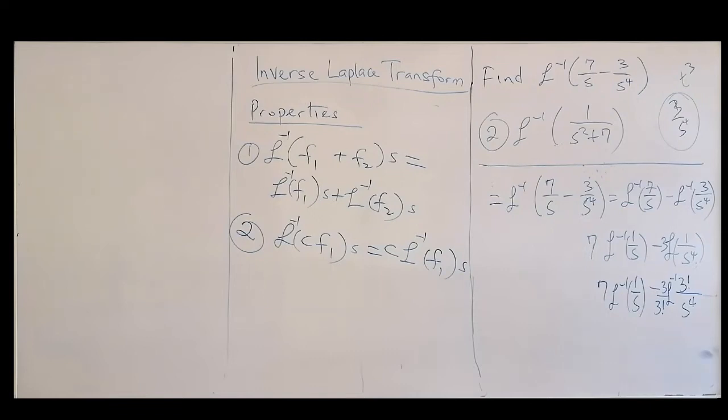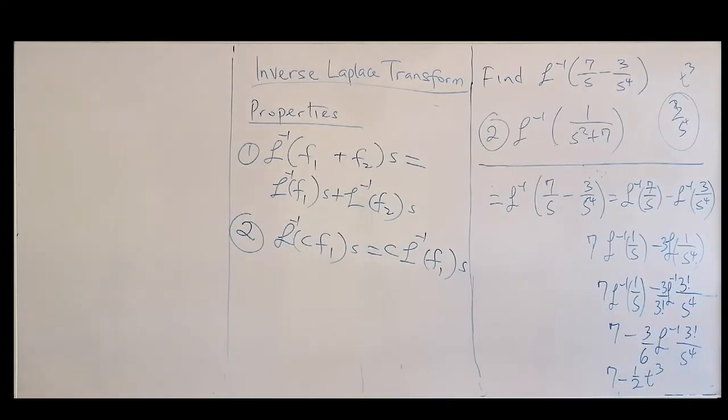And this will be equal to inverse of 1 over x is what? Is 1. Yeah, it's 1. And that's 7 minus 3 times 3 factorial, 3 times 2 times 1, that's 6. And then inverse of this 3 factorial over x⁴, and that will be 7 minus 1 over 2 t³. So that's that.